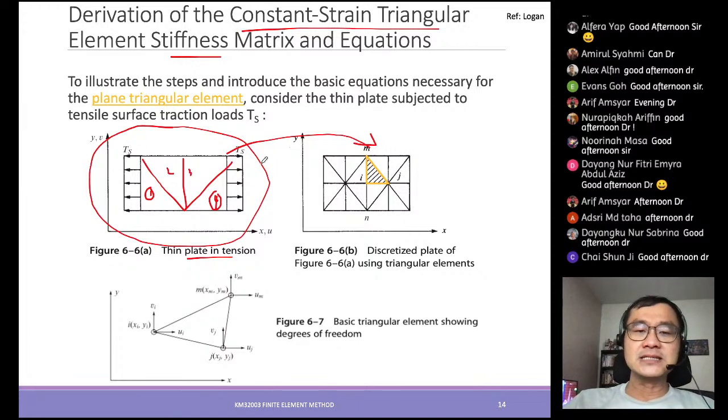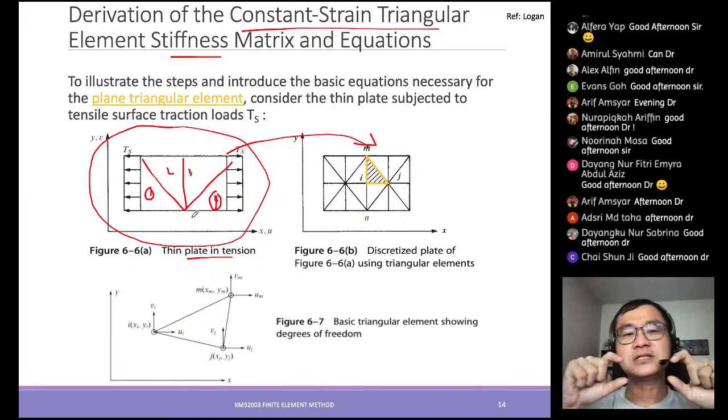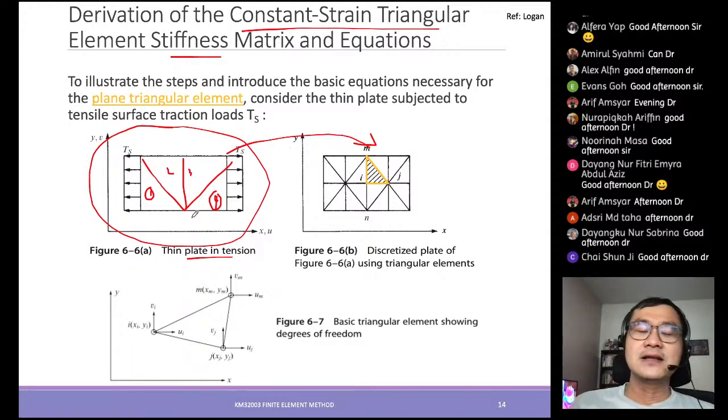Here you can see that in this problem the tension is on the surface, across the surface. Therefore in this problem you may just consider what we call a plane stress problem. So we just assume this is a plane stress problem, and once we mesh or discretize our problem into elements, you can see these elements consist of three nodes, I, J, and M, on the space itself.